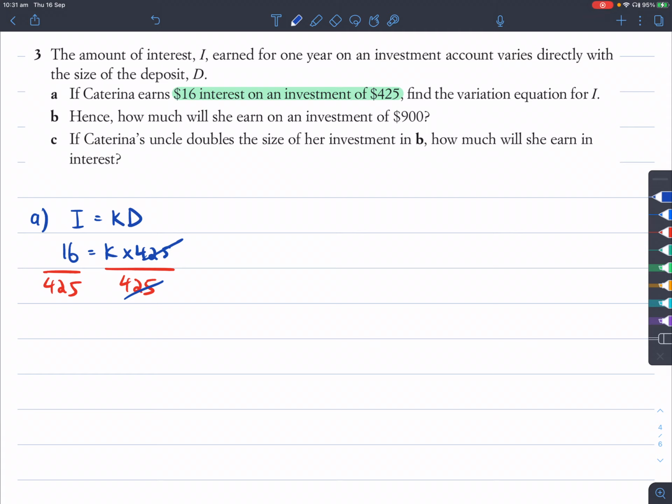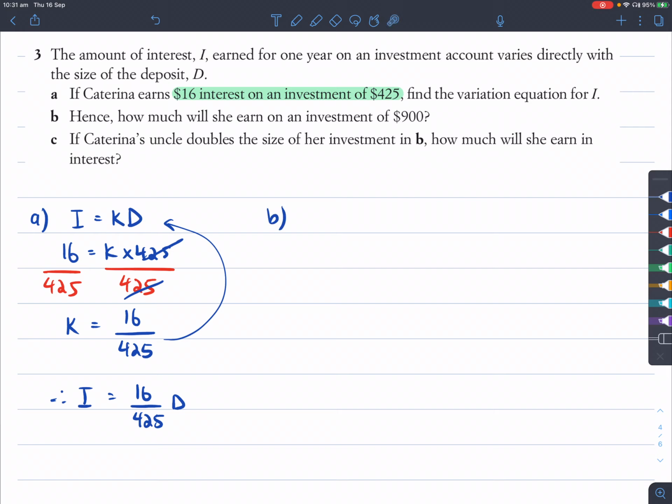Now the decimal that it puts in the calculator is quite messy, it's quite long. We're not going to write that. So if ever possible, which should be always possible because we're dealing with a fraction here, write that as a fraction rather, like this. Okay? So therefore, if I substitute this back in here, then I would equal 16 over 425 times D.